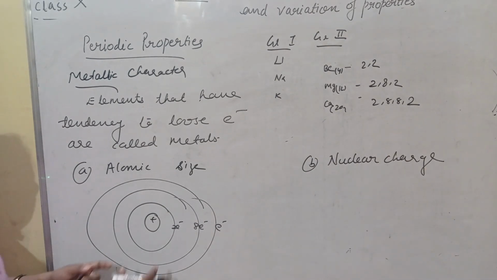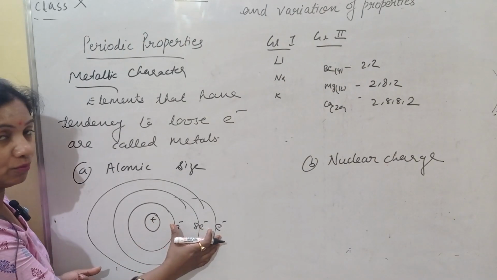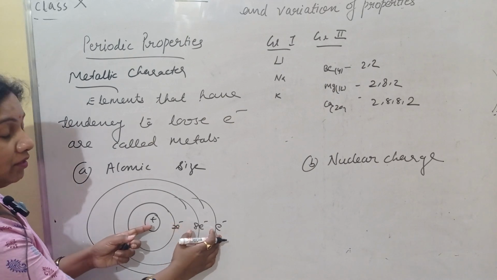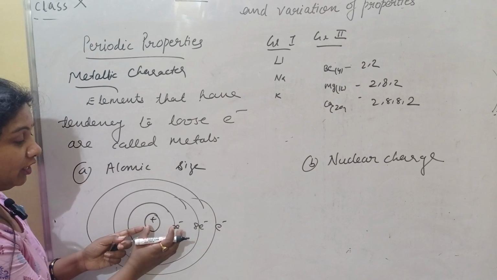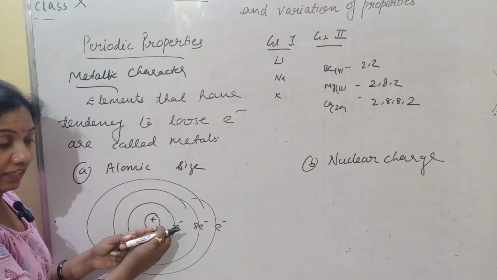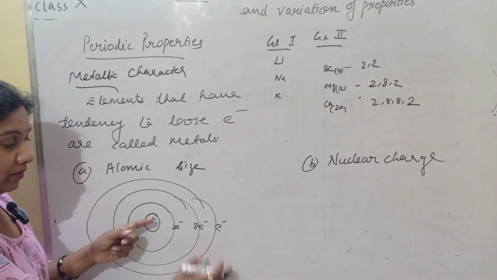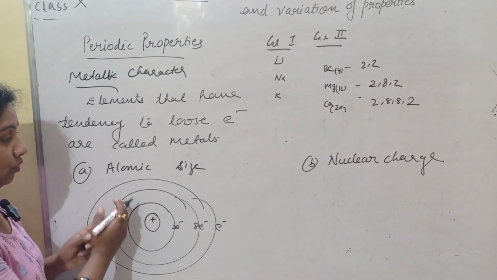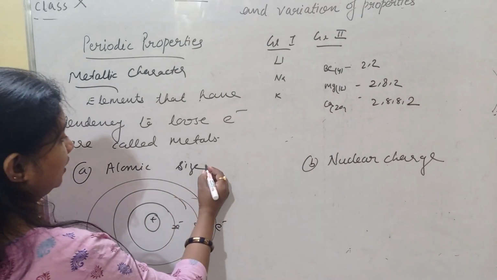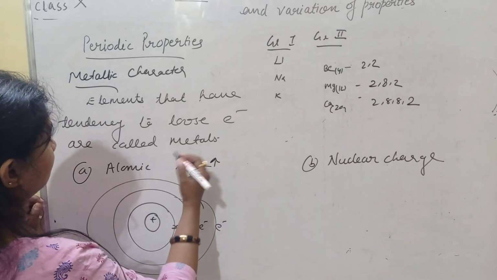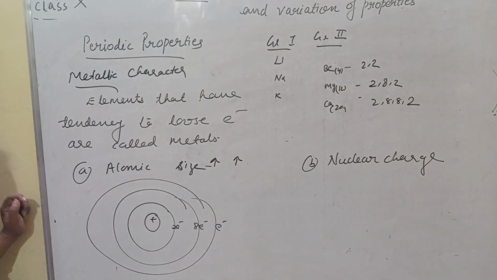easily. So if the size of the atom is more, the distance between the nucleus and the outermost electron will be large, then what will happen? The nuclear pull will decrease, and as a result this electron will get removed easily from this atom. So an increase in atomic size favors metallic character. So with an increase in atomic size, there is an increase in metallic character.